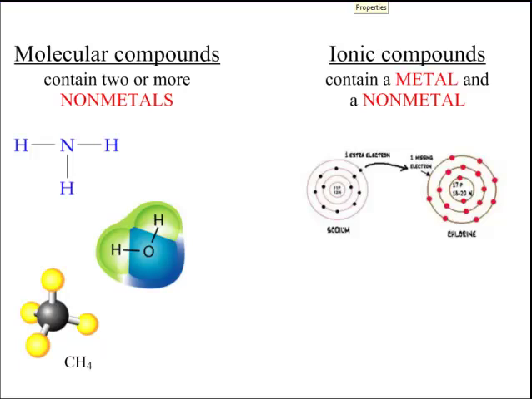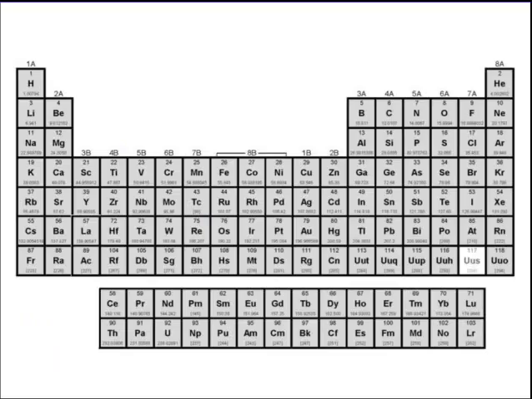First, remember that we have two types of compounds to talk about. Molecular compounds contain two or more nonmetals. Ionic compounds contain a metal and a nonmetal. This, of course, requires that you know which elements are which.